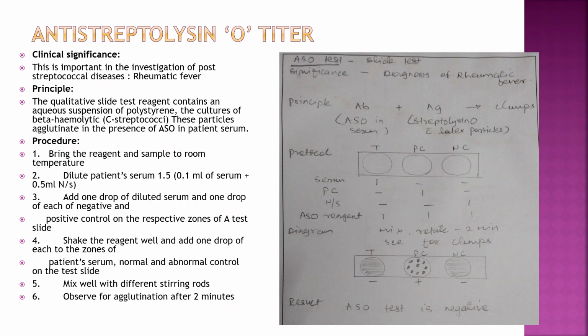Antistreptolysin O titer, the ASO test, is done for the investigation of rheumatic fever. It is a post-streptococcal disease in which the antistreptolysin O titer is raised, and the procedure is the same as RA and CRP. Take three circles, test, positive control, negative control, add serum, then add reagent, mix and wait for 2 minutes and look for clumps. Thank you.